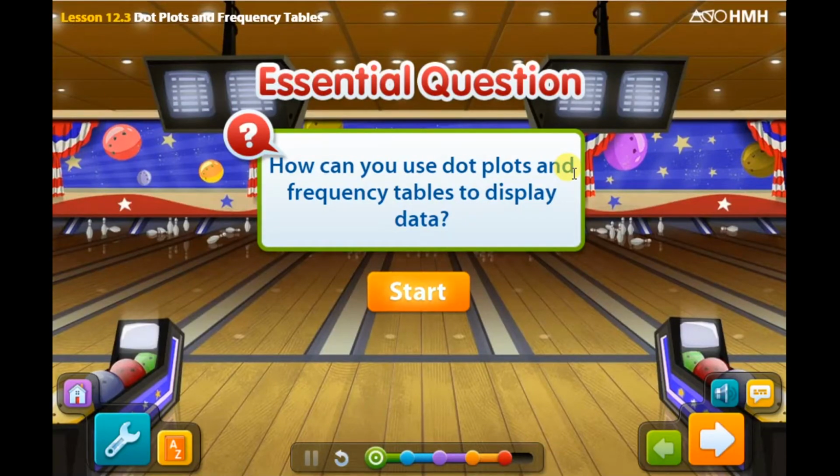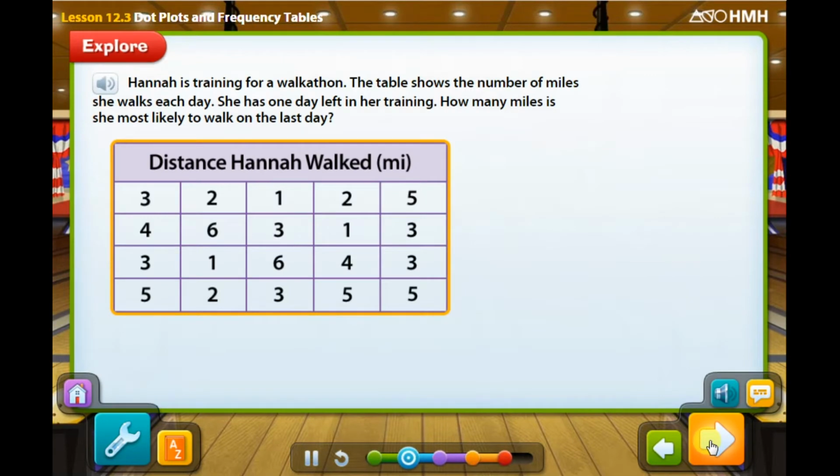Today's episode is about dot plots and frequency tables. Lesson 12-3. Our essential question: how can you use dot plots and frequency tables to display data? Explore how to use dot plots and frequency tables to display data. This is called a frequency table, and we're going to represent the data by using dot plots.